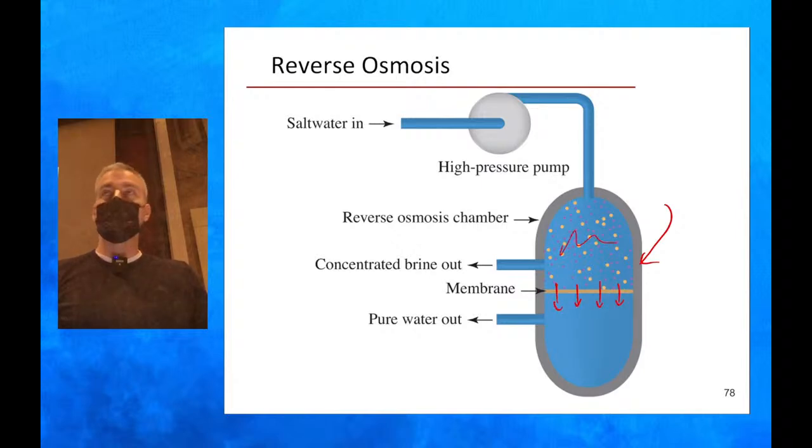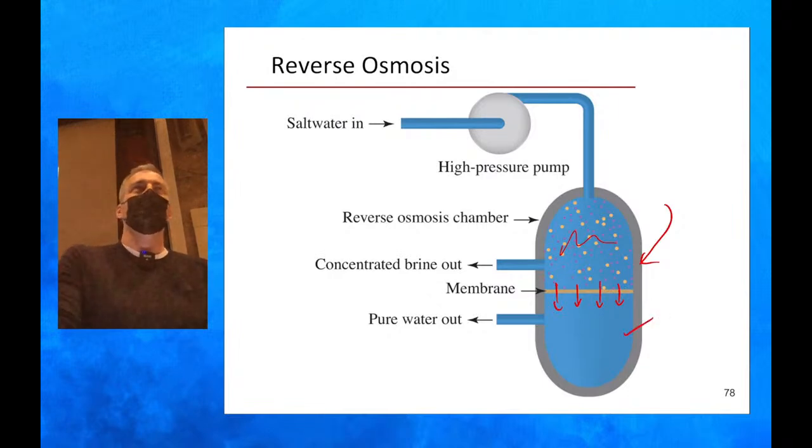All the junk builds up here, and the concentration of the salt would increase in the top, and then what you could do is flush that out, put fresh water in, and do it again, and you do it in cycles. But you'd be constantly getting pure water in on this side. So this takes way less energy to clean water than something like distillation. So this makes a whole lot more sense.